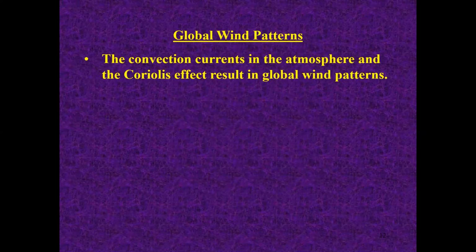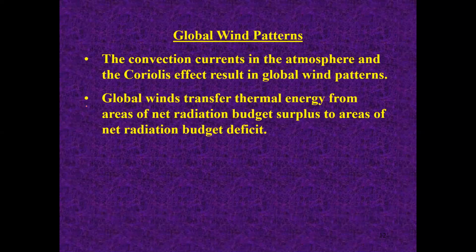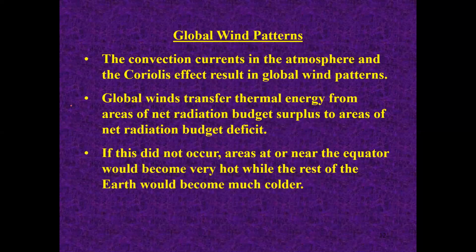Global wind patterns. Convection currents in the atmosphere and the Coriolis effect result in global wind patterns. They transfer energy from areas of net budget surplus to deficit. If this did not occur, areas near the equator would become very hot, while the rest of the Earth would become much colder.